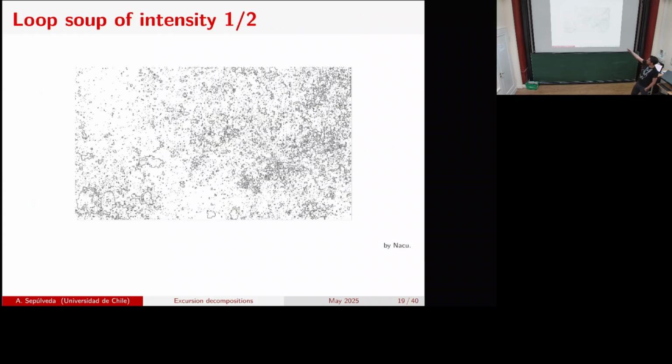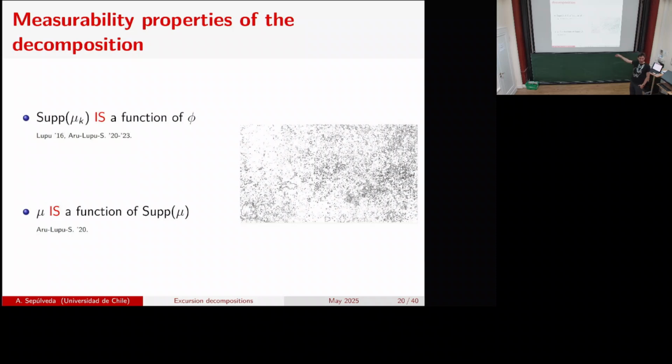So this is an image of the loop soup of intensity 1/2. So either you know what it is, and if not, just think about it as every connected component you see here is a connected component of signs of my GFF, my metric GFF. So just, again, the same picture as before. In this case, and this is a little bit tricky, so I want to keep it simple in this slide, the support of mu_K is a function of phi as long as we are in the metric or the continuum GFF. In the discrete, no, because we had to add this breaking point.